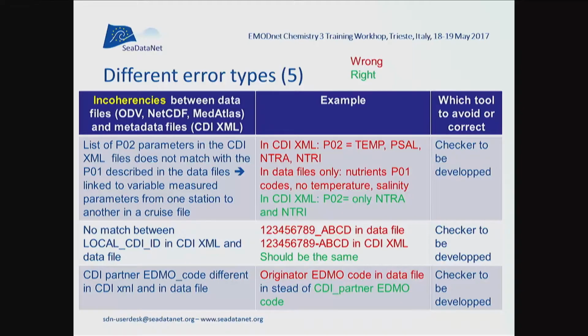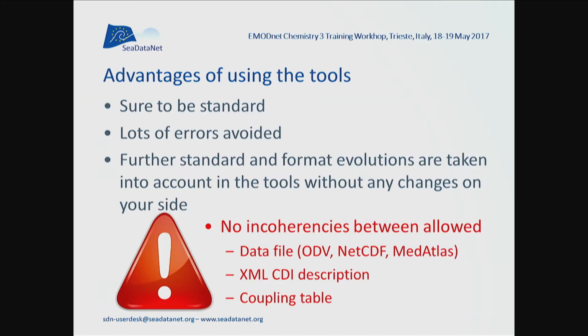And this one I already reported before: the originator code in the data file and, for example, the CDI partner code in the CDI file. So this has to be checked. All these checks have to be implemented in new tools which are not available yet.